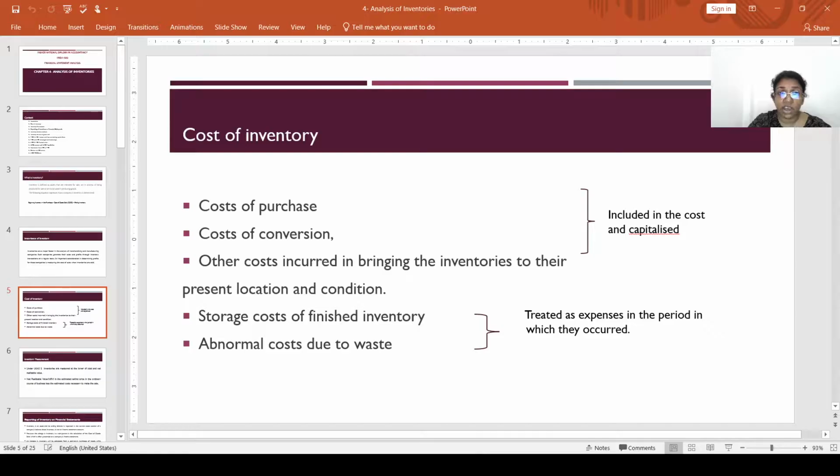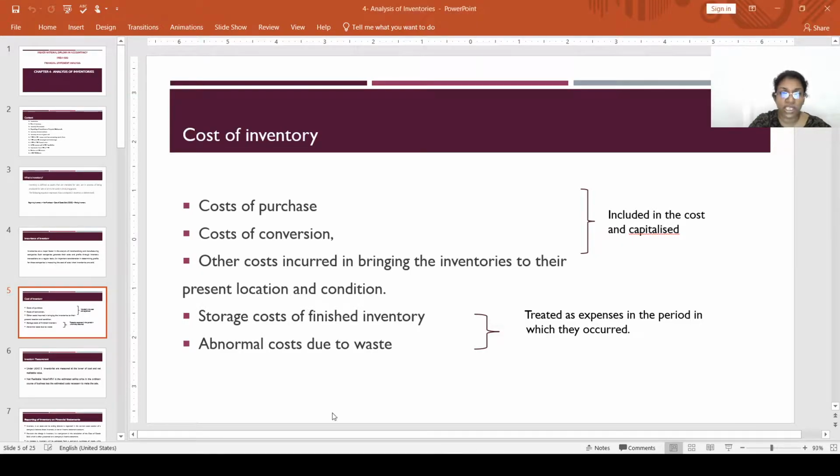So now let's see what the cost of inventories is. The cost of inventory comprises the cost of purchase, the cost of conversion, and other costs incurred to bring the inventories to their present location and condition. These costs have to be capitalized and included in current assets under inventory. The storage cost of finished inventory and abnormal losses due to wastage have to be treated as an expense in the period, and they have to be charged to the income statement.